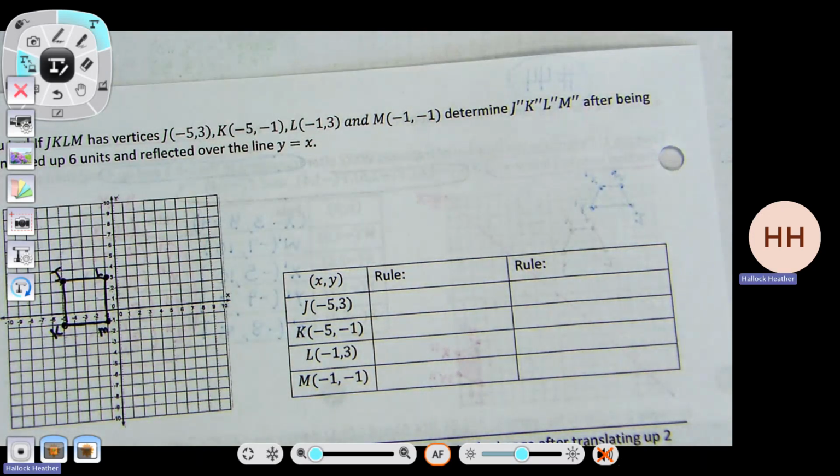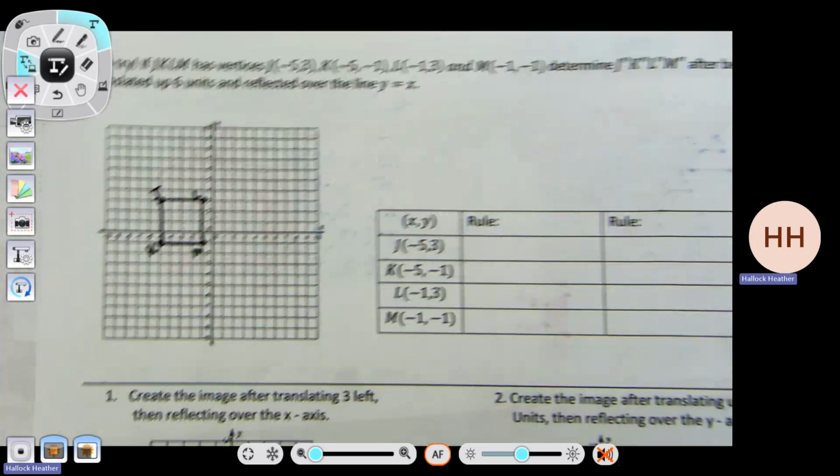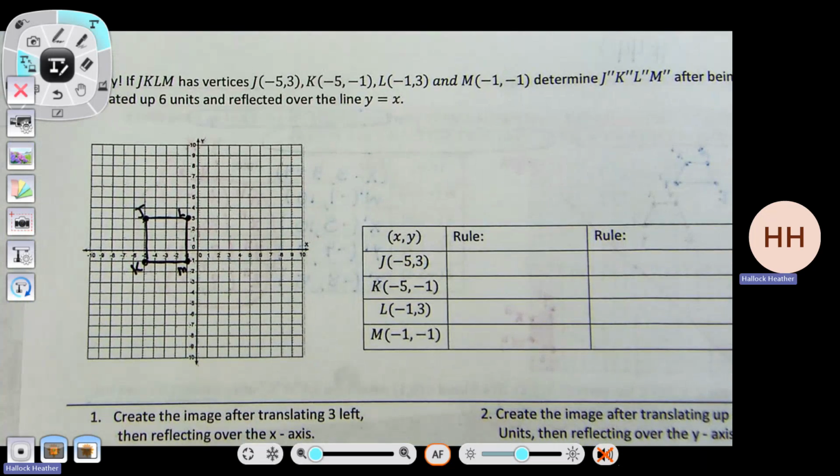So this one, you're just going 6 units up. So once you got your square, you're going 6 units directly up. You don't have to go left or right, anything. Also, it should not look like a rectangle. This is what you should have so far. It should look like a square. That's the original image.